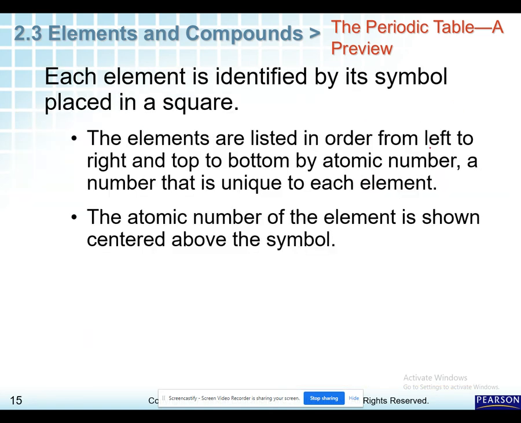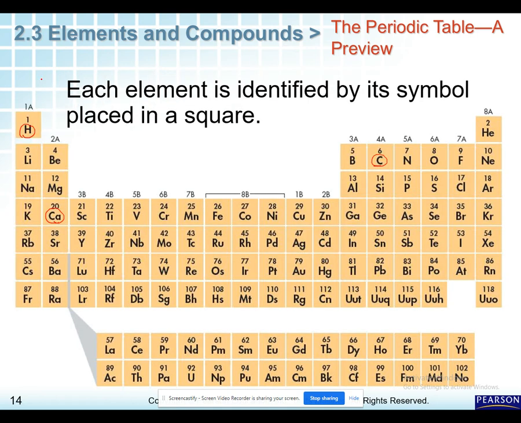Elements are also listed in order from left to right and top to bottom by atomic number, and that number is unique. If you hopefully remember from integrated science, the atomic number is the number of protons in an atom. So if we actually go back, it says the atomic number of the element is shown centered above the symbol. So in this one, if you look above the symbol, you can see a 1. So hydrogen has the atomic number 1.